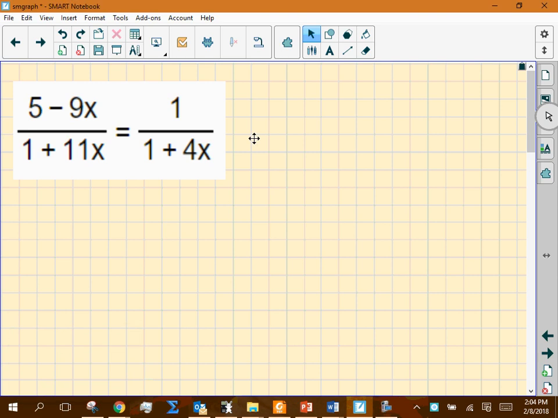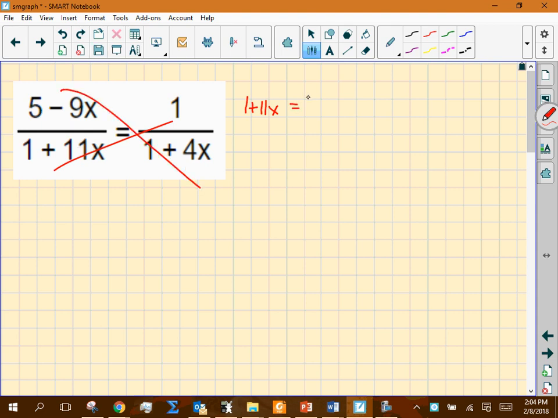All right, so this one, we're going to do the same thing. We're going to cross multiply, right? So the geometry is the same. 1 times 1 plus 11x is 1 plus 11x, right? I'm going to cross multiply the extremes, which are those two. I'm just going to write it down real quick: 5 minus 9x, and then 1 plus 4x. Right, that way.